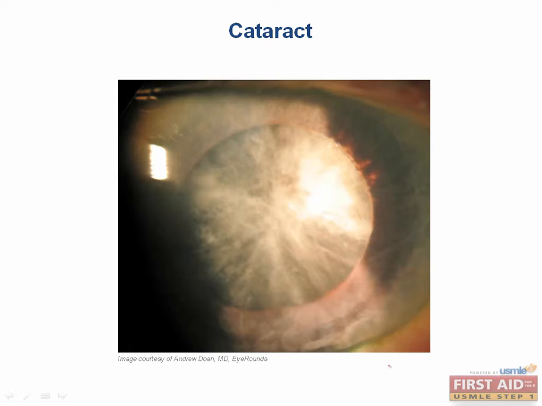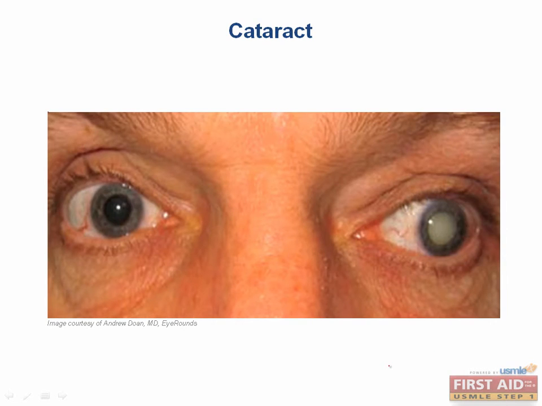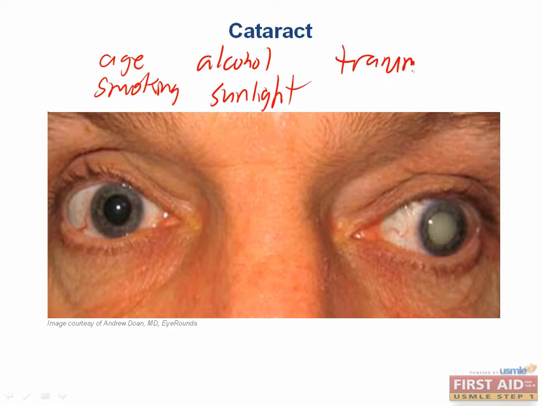Now, sometimes it may even be more obvious, as seen in this photograph of a patient with a cataract that occurred secondary to trauma. You can clearly see the difference between the unaffected pupil and the one with cataracts. The pathogenesis is thought to be due to progressive oxidative damage to the lens, causing scarring and then healing by opacification. Risk factors for cataracts include age, smoking, alcohol, sunlight, and as in this case, trauma.